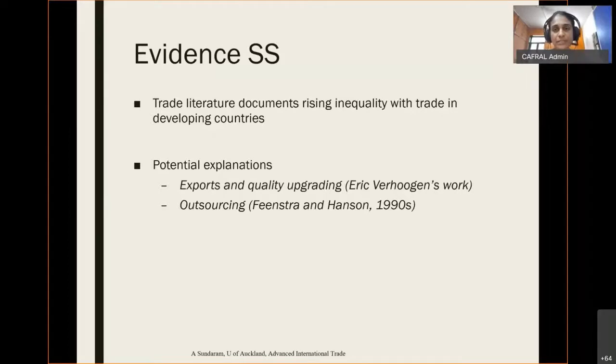You can put these tasks on a spectrum. Okay? You can go from the most skilled labor intensive tasks to the most unskilled labor intensive tasks. Now, if you think about it, what type of tasks is the US outsourcing to India in IT?